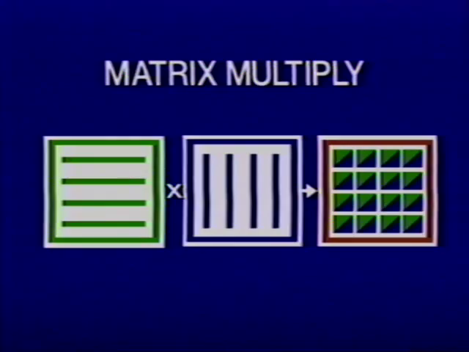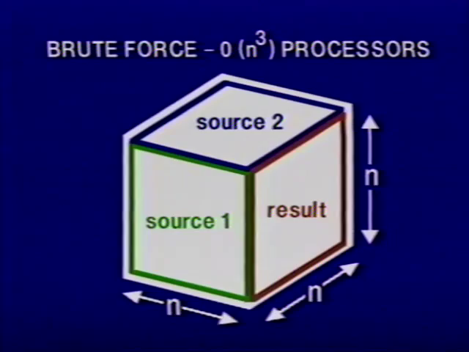One way of doing this very quickly, by a sort of brute force approach, is to use order of n cubed processors. We'll assume that each of these three matrices, the first source, the second source, and the result, are n by n matrices. And we will use n cubed processors, and we will organize the matrices by putting the first source on one face of a cube, the second source on a different face, and have the result come out a third face. And we will see that we can do this very quickly, in a fairly short number of steps.